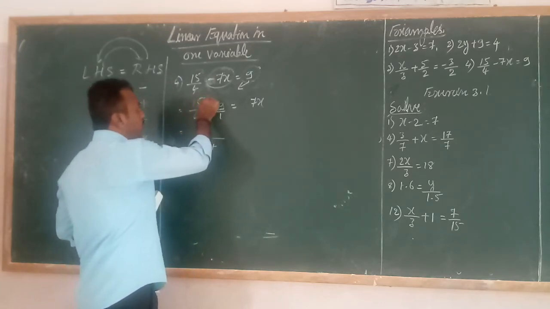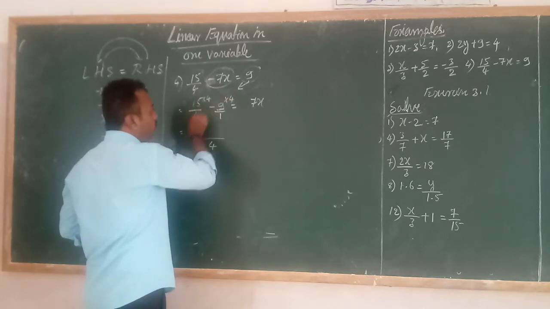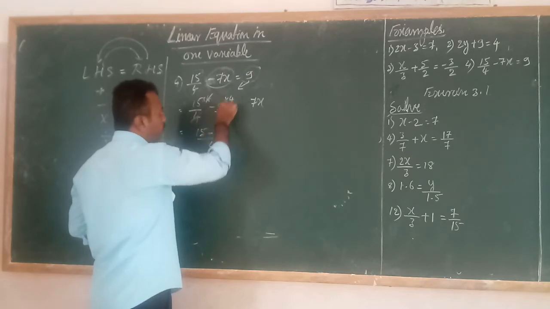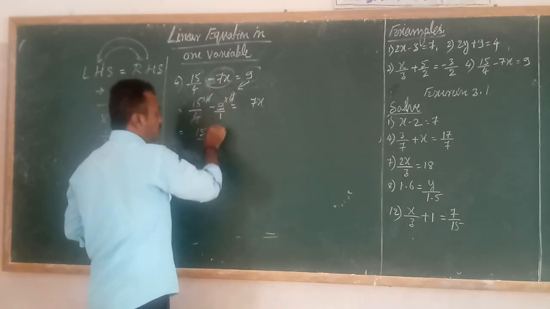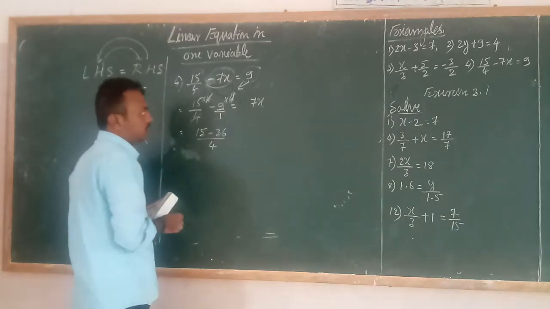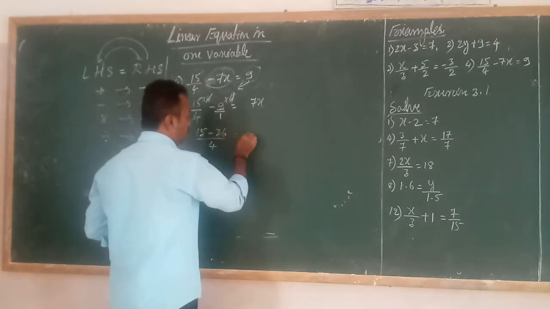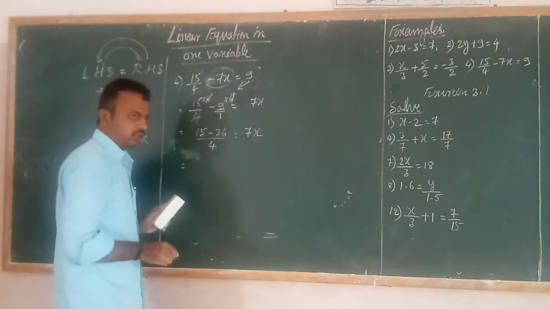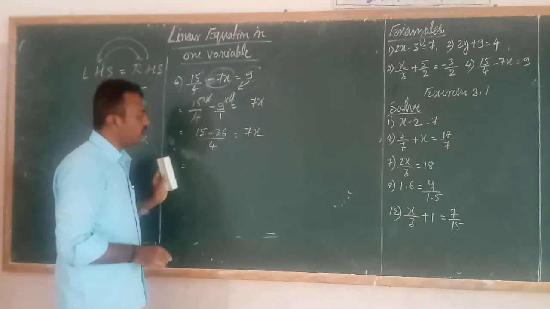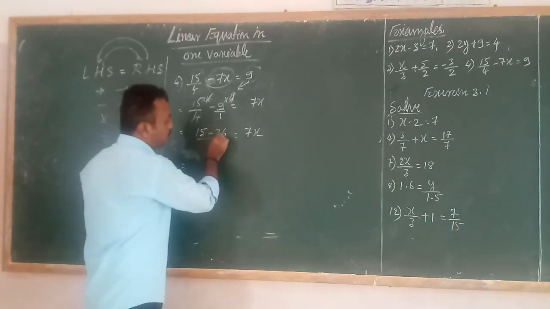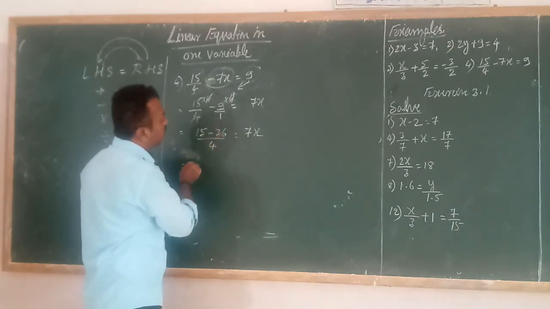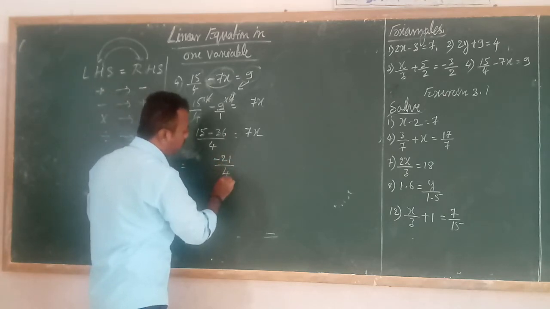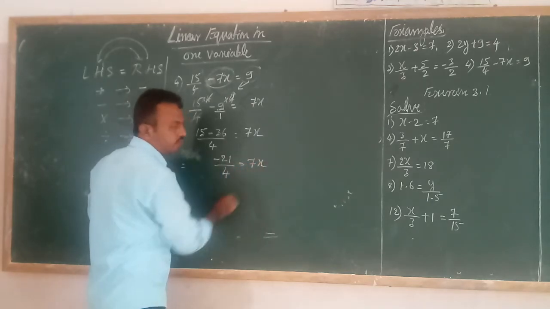So we apply the LCM, into 4, into 4, 4 and 4 get cancelled, remaining is 15 minus 1 divided by 1, 4 becomes 4 only, 4 9s are 36. Minus 36, it is equal to 7x. So now 15 and minus 36, 36 minus 15, you have to subtract it. What is left? 36 minus 15 is 21. So minus 21 divided by 4 is equal to 7x.